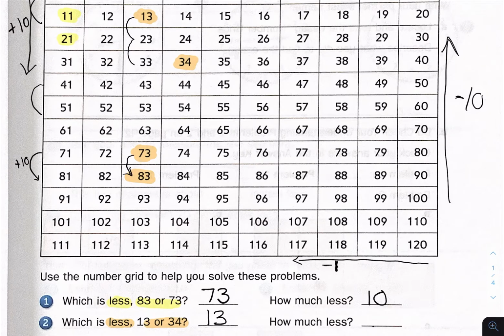Now we need to go across. So this is a jump of 10 to get to 23. From 23 to 33 is another jump of 10. And look, we moved across from 33 to 34, so that's a jump of 1. Remember, when we go across the number grid, it's 1. So we have 10, 10, and 1, which gives us 21.